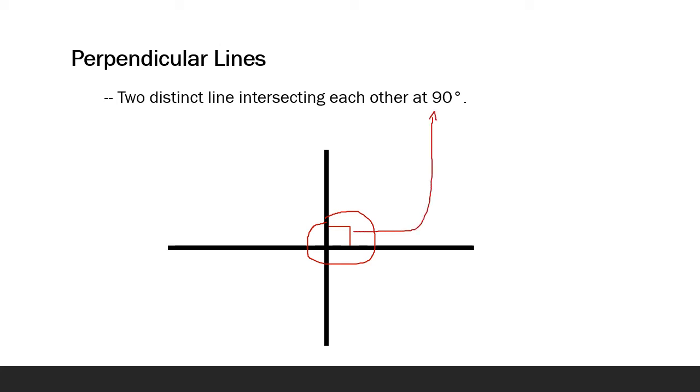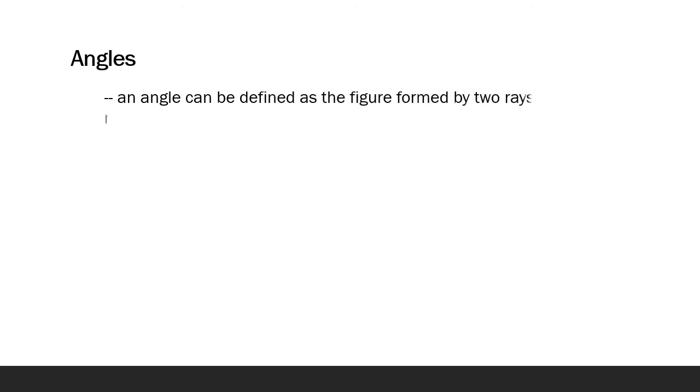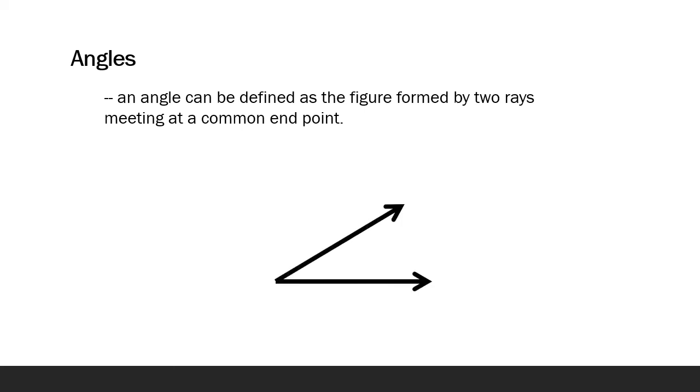Okay. So the 90 degrees form of the perpendicular line is what we call the angle. An angle can be defined as a figure formed by two rays meeting at a common endpoint. So we have two rays meeting at a common endpoint: ray OA and ray OB. OA is what we call an arm, and OB is also an arm. The two rays are considered arms, and the common endpoint is what we call the vertex.